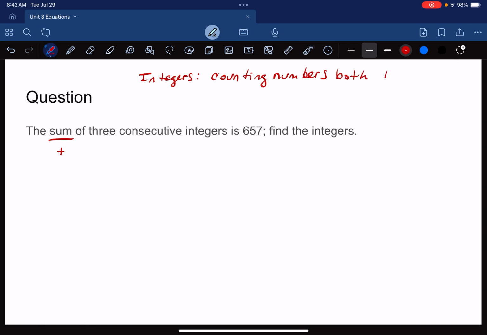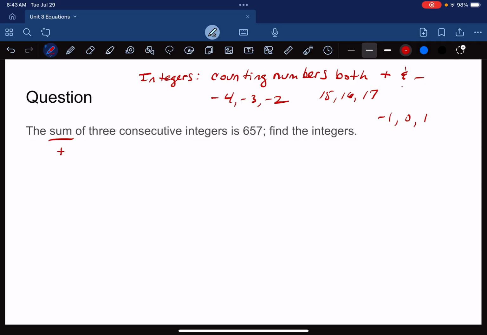Both positive and negative. So like -4, -3, and -2 are 3 consecutive integers. And so are 15, 16, and 17. Those are 3 consecutive integers. Okay? And they can even cross over, like -1, 0, 1. Those are 3 consecutive integers. Oh, we're looking for the 3 that add up to 657.